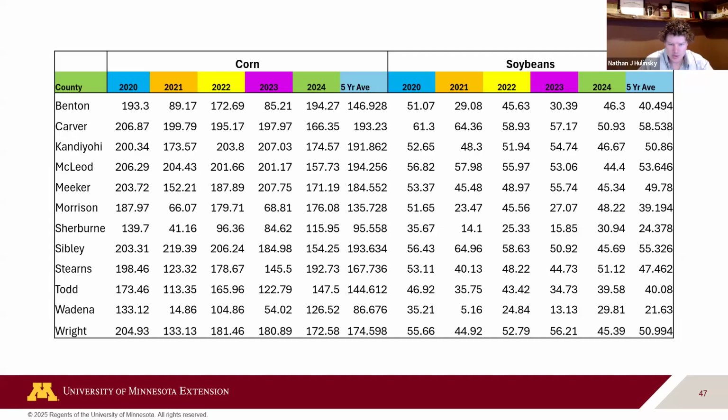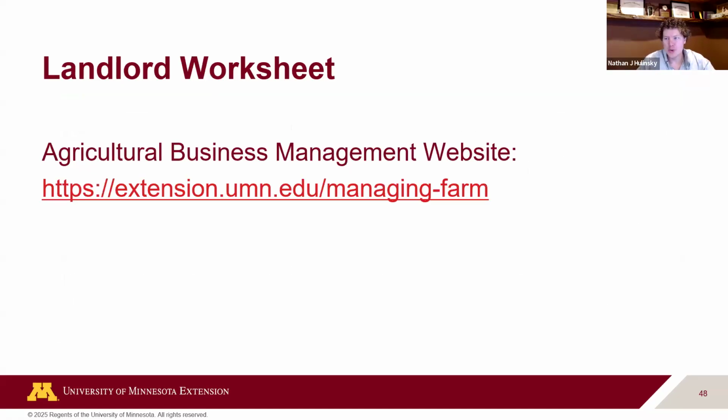As a side note, I think it's humorous that the USDA tracks yield to the 1,000th decimal place. So again, Wright County is getting 174.598 bushels per acre. So again, that 1,000th decimal point, very important. So again, utilizing realistic farm yields.